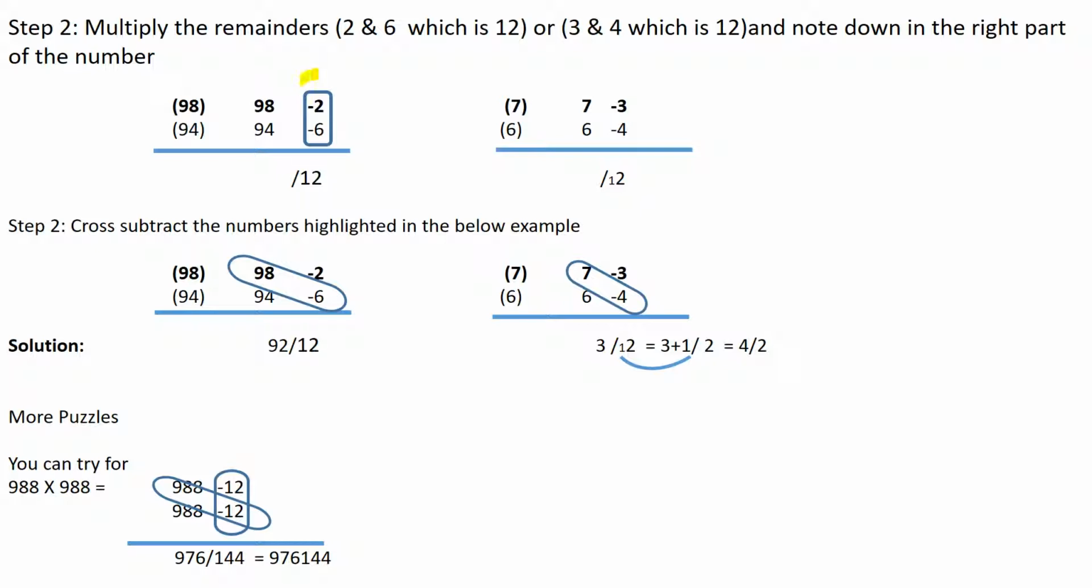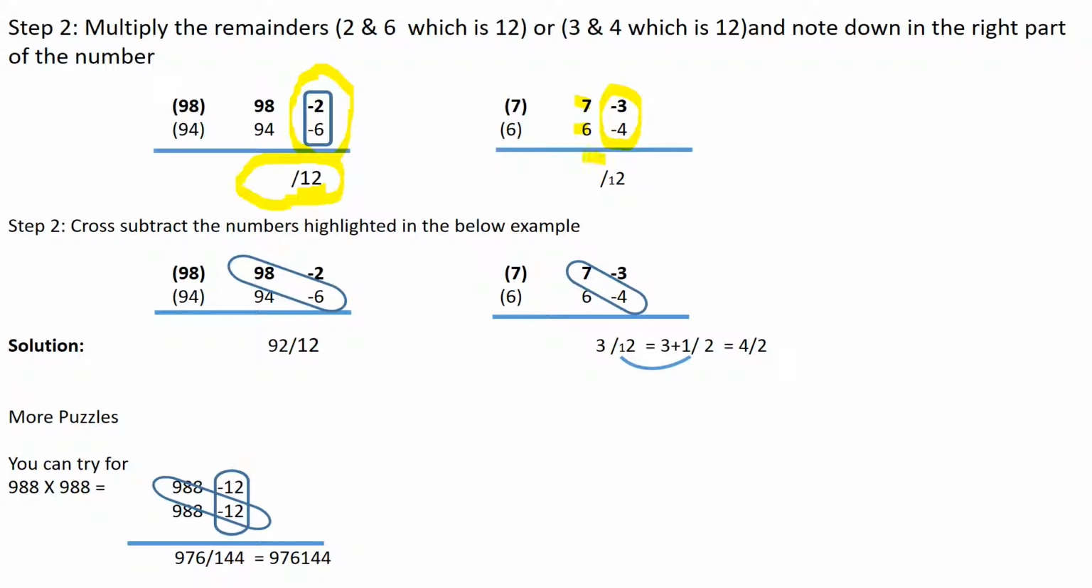So you can see step 2 now. In step 2, multiply the remainders. What are the remainders? As discussed in the previous slide, the parts we noted down to the right hand side, like minus 2 and minus 6, which I have highlighted here. When you multiply minus 2 and minus 6, the result is positive 12. In the previous slide we discussed that for base 100, the right hand side of the solution will have only 2 digits. So I have noted down 12, and the 2 digits are now occupied on the right hand side.